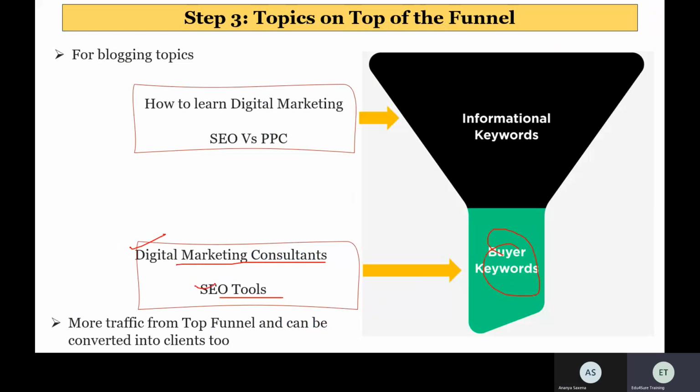These are actually keywords: digital marketing consultants, SEO tools. I have mentioned the buyer has intention, but if somebody is searching for information, it can be how to learn digital marketing, or SEO versus PPC, what is SEO, what is PPC. So if you are planning for blogging, we can consider the content in that way. For example, in a coaching business, let us take mindfulness, meditation or motivation, any kind of coaching, psychotherapy or something.